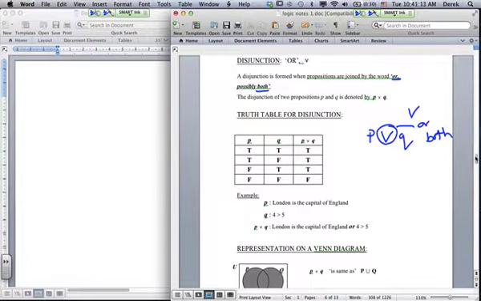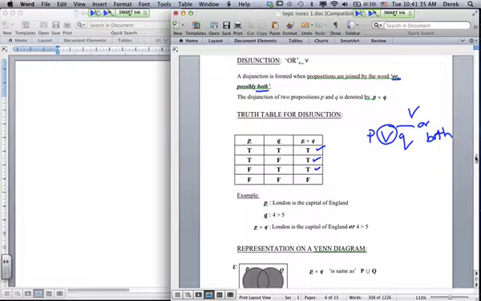So in our truth table, it actually works out that this would be true. That's true, true, and then the disjunction would be true. True, false would be true, or false, true. So these two. But here when we have false, false, that would be false, because it has to be one or the other or both.